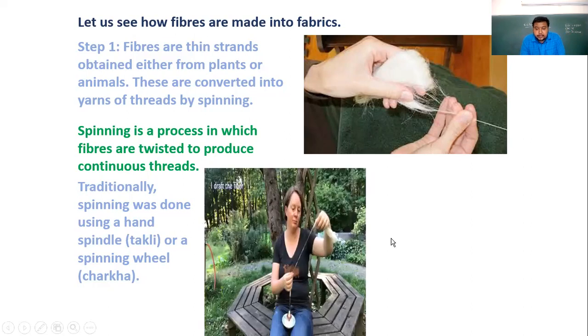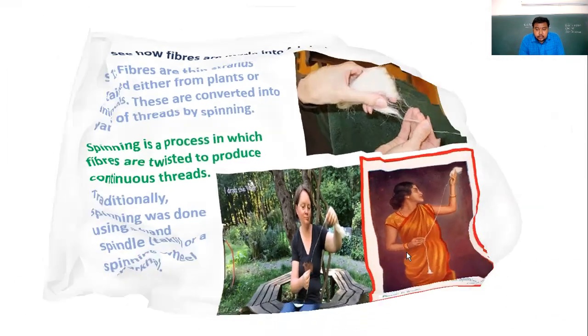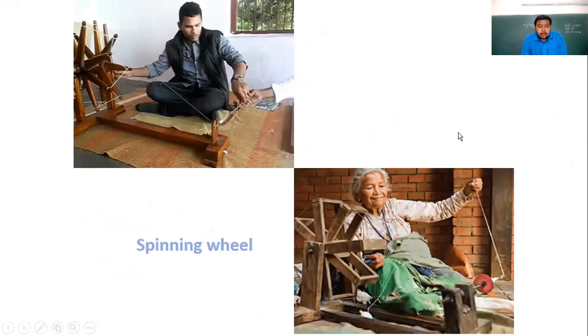You might have seen this. This is called a hand spindle. That lady is using an apparatus called a hand spindle. By using a hand spindle, which is also called takli, we can make a thread from the fiber. And the second method, in the second picture I will show you, is the charkha or spinning wheel. It is also called a spinning wheel.